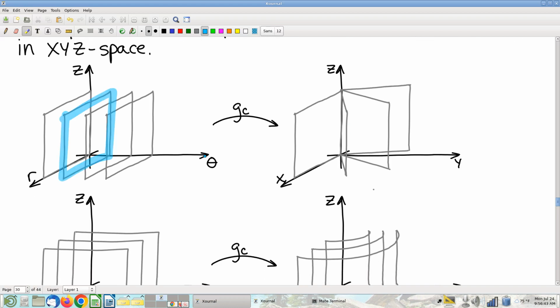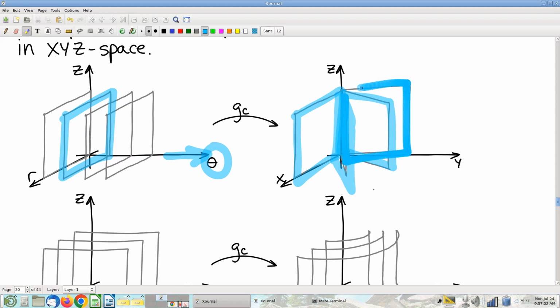Like there's a theta slice because it's perpendicular to the theta axis. And I can see what that looks like in XYZ space. It just represents a constant value of theta, and constant values of theta look kind of like this. They're what I like to call half planes hinged on the z-axis. That's just what theta slices look like.